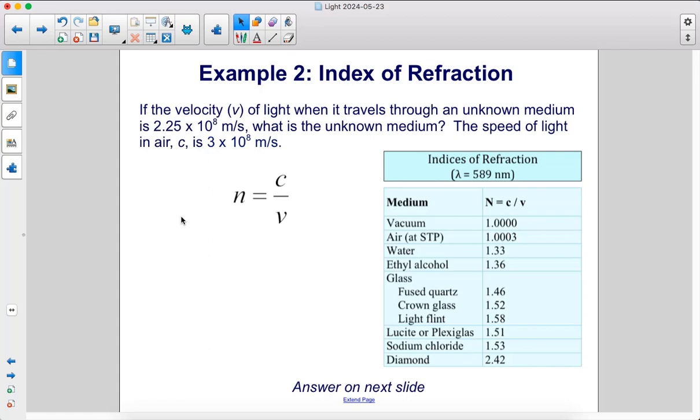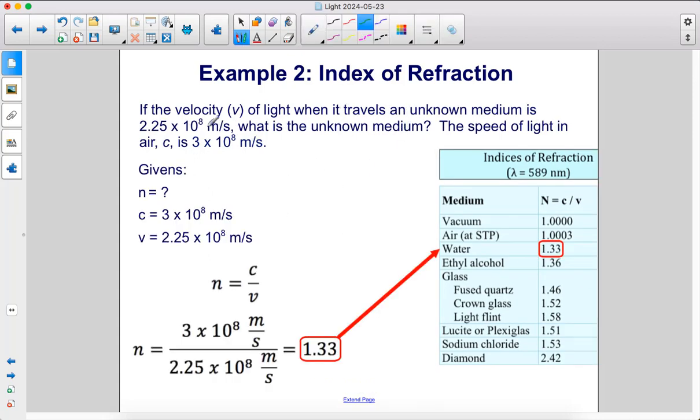If the velocity of light when it travels through an unknown medium is 2.25 times 10 to the 8th meters per second, what is the unknown medium? The speed of light in air is 3 times 10 to the 8th meters per second. So in this problem, to figure out what the medium is, we're going to have to find n. So we have our equation, n equals c over v, and we don't have to do any algebra because it's already solved for n. So we just have to plug in c, and we plug in the velocity of light in the mystery medium, and we see that the ratio is 1.33, telling us that that medium must be water.